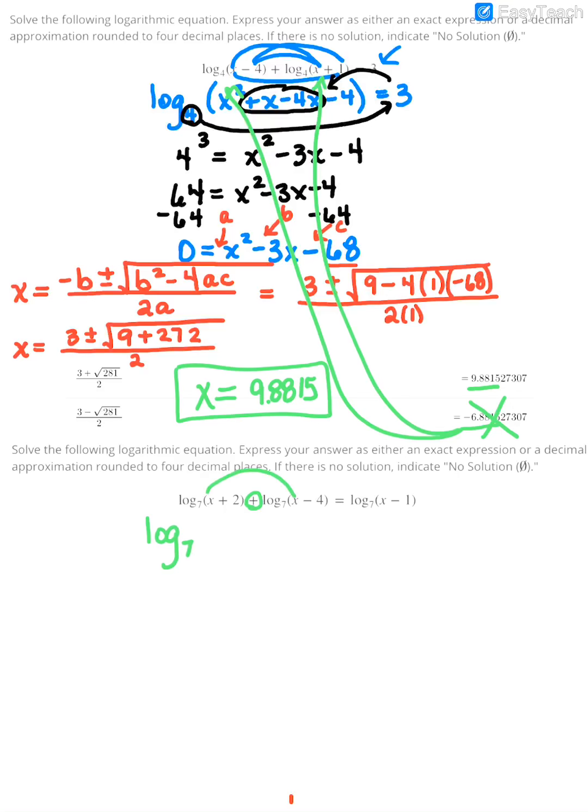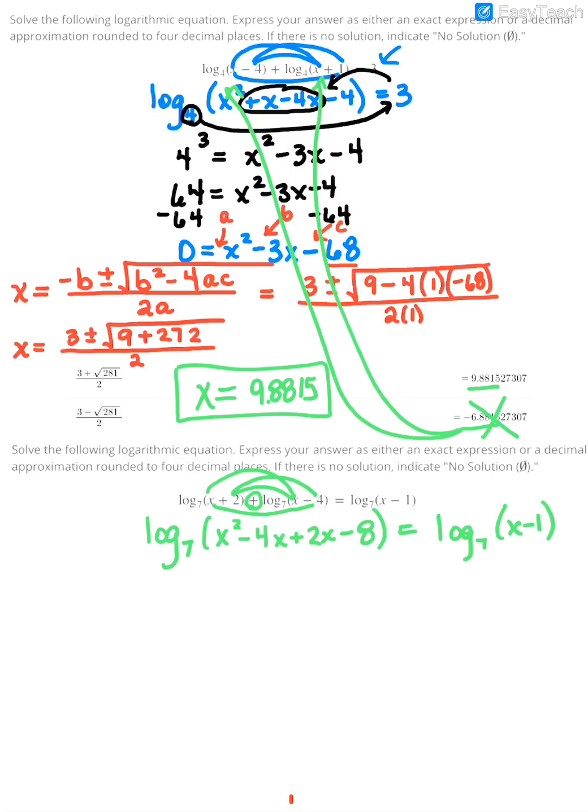So once again, I'll FOIL. X times x is x squared. On the outside, x times negative 4 is negative 4x. On the inside, 2 times x is 2x. And on my last two terms, 2 times negative 4 is a negative 8. And then, of course, the right-hand side already has a single log.